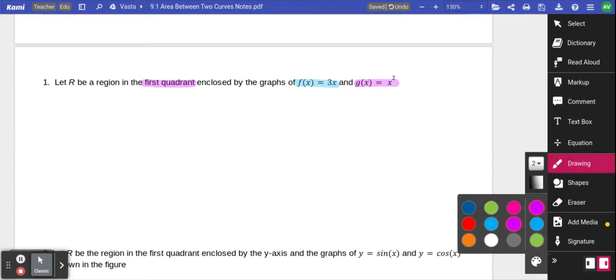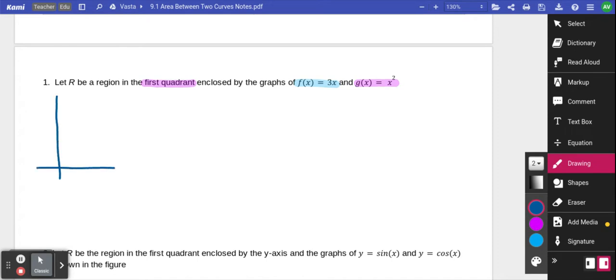So step number one here is going to be to draw a graph. Now, again, we want to be in the first quadrant. So I'm only going to draw the first quadrant of my graph here. The graph of f of x, I'm going to make blue. So f of x is 3x, which means it starts at 0, 0, and then it goes up 3 over 1, up 3 over 1, and then up 3 over 1. So the graph of f of x looks like this.